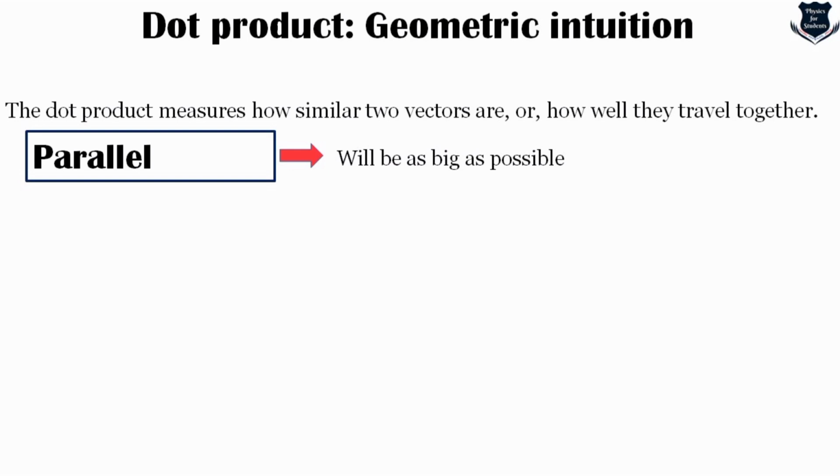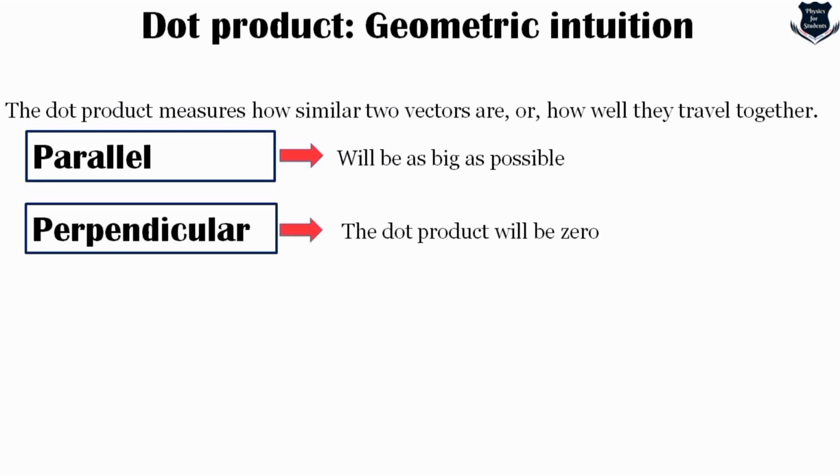Just remember that if you go out for a tour, you travel along with your family or your friend. The reason is that there is a common characteristic. It might be that you eat the same food, you watch the same movie, you want the same color on your hat. That is why you are traveling along with each other. So for parallel vectors, the dot product will be as big as possible, and for perpendicular vectors, the dot product will be 0.